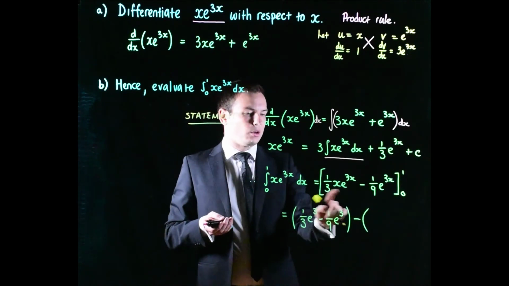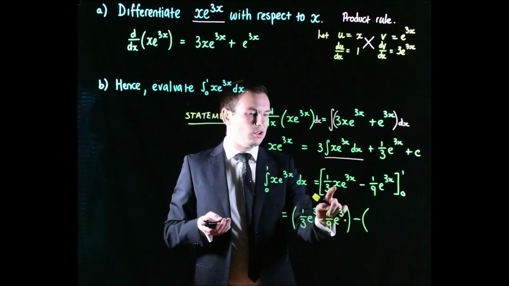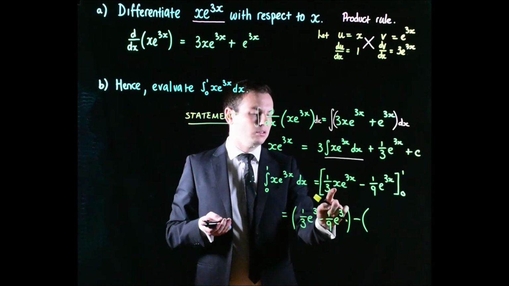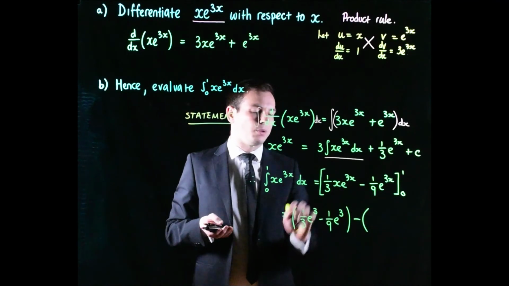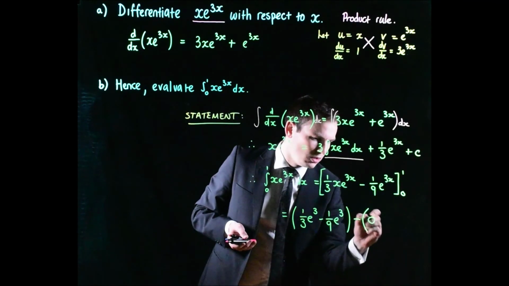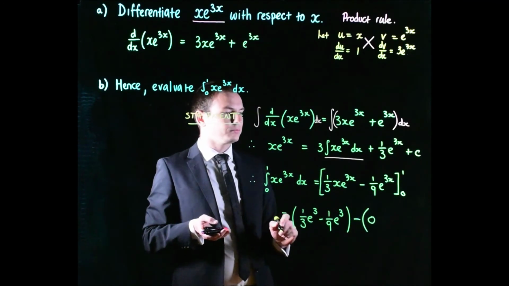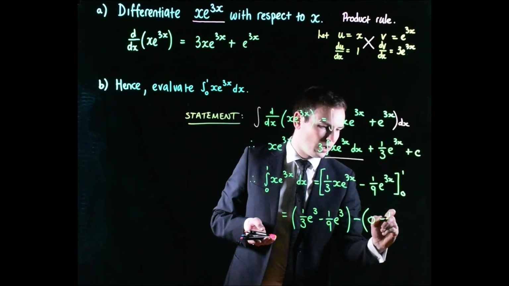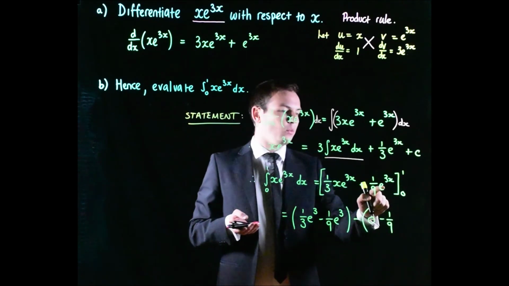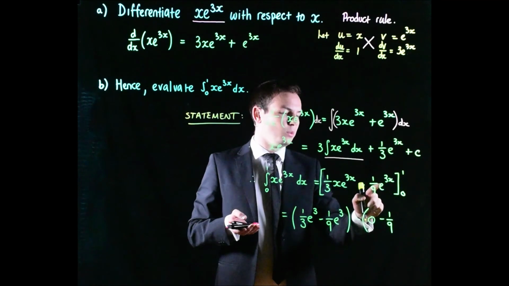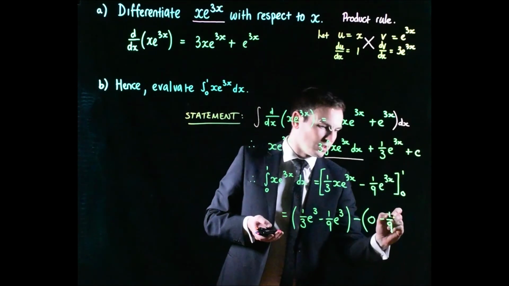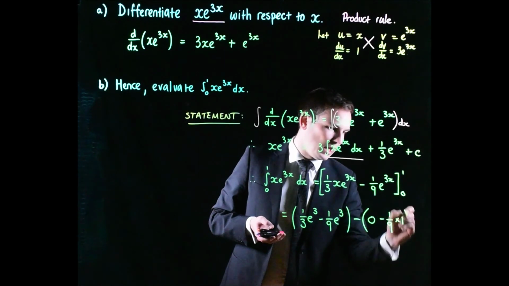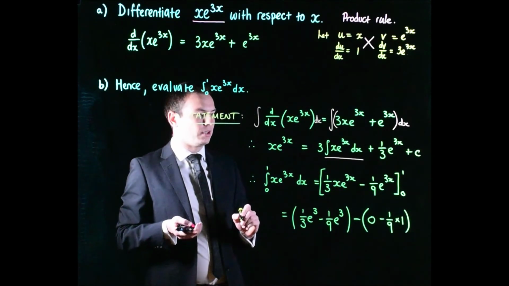So substituting 0 into this first term, we get 1/3 times 0 times e to the power of 0. And because we have a 0 wedged in here, anything that's multiplied by 0 is still going to be 0. So we can just put 0 there. And then we'd have minus 1/9. And then we would have e to the power of 3 times 0, which is e to the power of 0. And e to the power of 0 is simply 1. So we could put a little multiplied by 1 there if you wanted to keep track of what had happened.